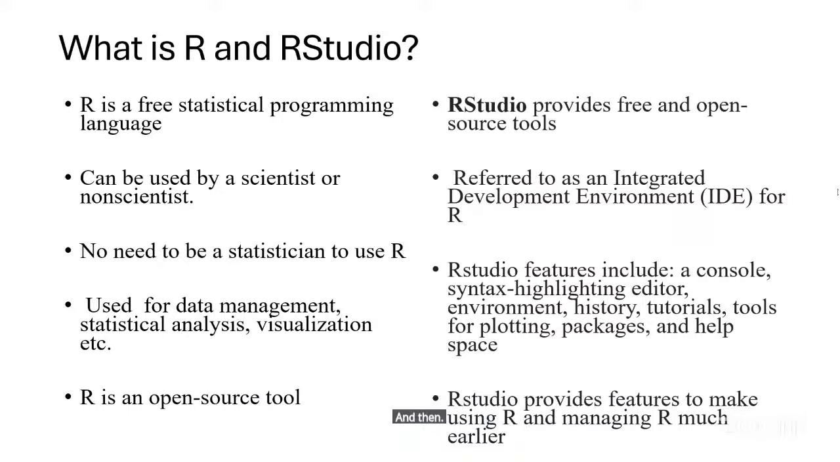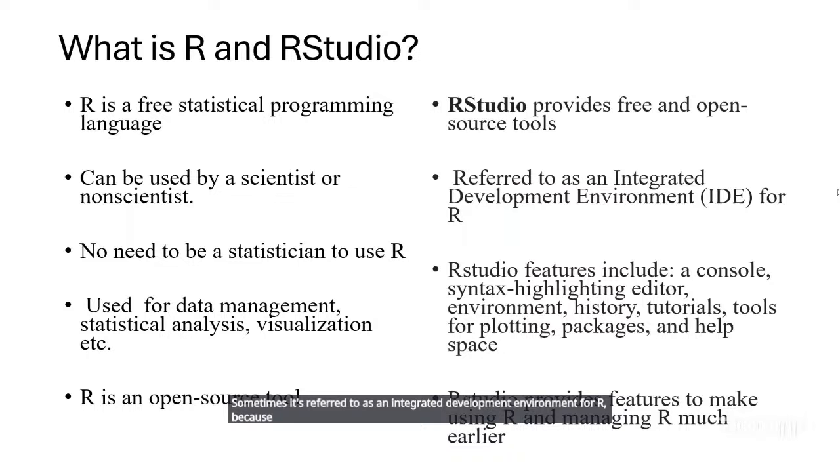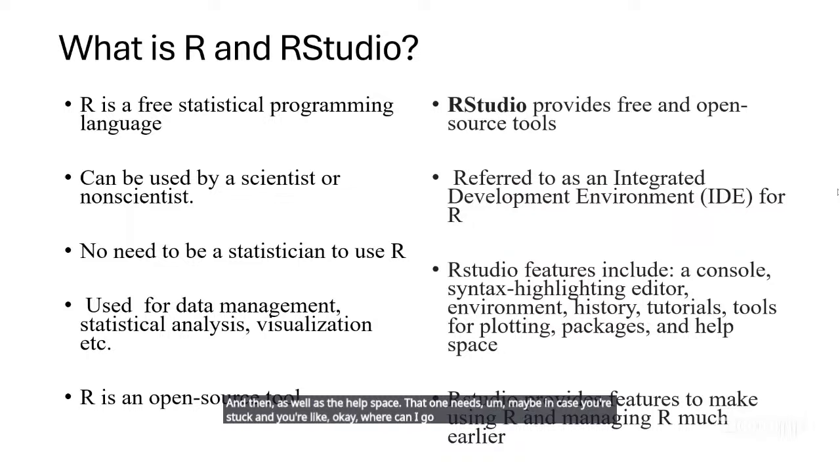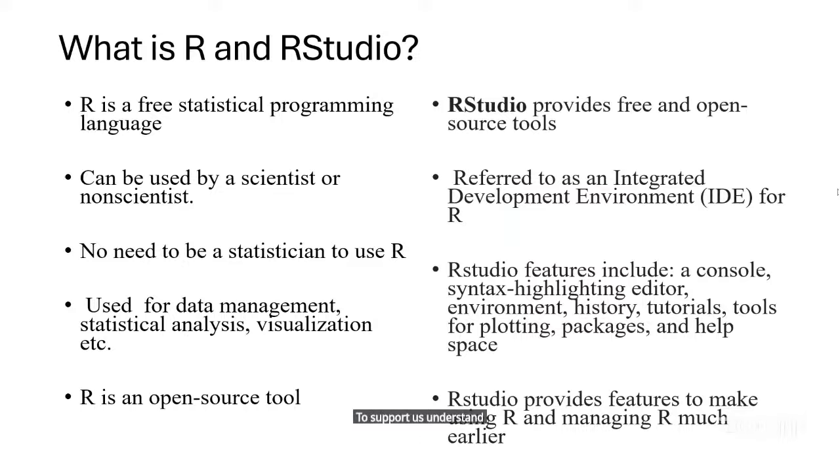And then the other one is about the RStudio, okay, because we're going to use the two hand in hand. Still, like R, even RStudio provides a free and open source tool. It is also free. You can download it and install it on your computer. Sometimes it's referred to as an integrated development environment for R, because you have to integrate it with R such that you are able to use it. As we'll see, when we open the workspace for R and RStudio, we'll be able to see different features like the console, where we can edit from, the history, the different tools for plotting, the packages that somebody needs to use, as well as the help space that one needs, maybe in case you're stuck and you're like, okay, where can I go? So we can also use the help space to help us understand how I can use a given command or a certain statistical test that I'm not so sure about.